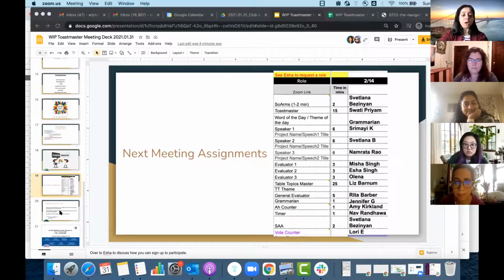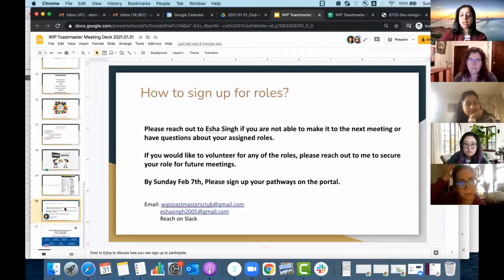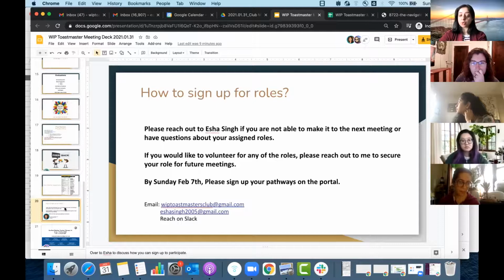If you are not available to meet any of these roles, please reach out to me so we can discuss. If you are not able to fill these roles, please also look for a volunteer or your replacement, and we can switch roles there. If you would like to volunteer for any of the roles moving forward, or if you have speeches that you would like to practice, please reach out to me so I can slot you in.